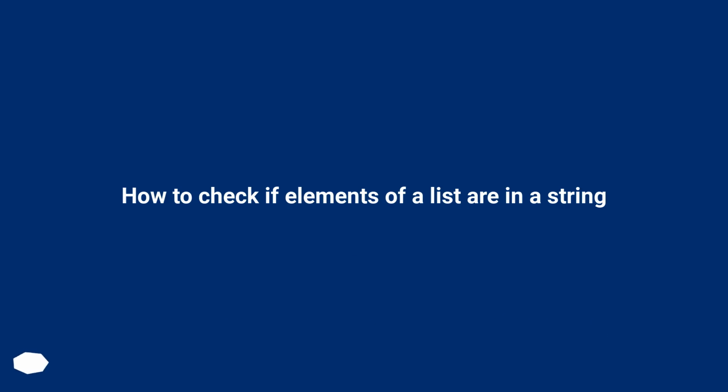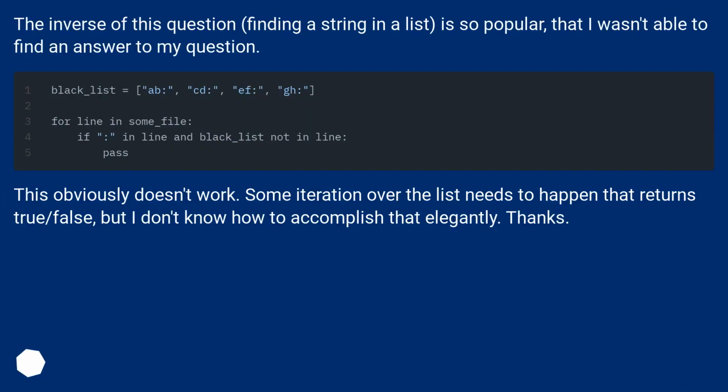How to check if elements of a list are in a string? The inverse of this question, finding a string in a list, is so popular that I wasn't able to find an answer to my question. This obviously doesn't work. Some iteration over the list needs to happen that returns true/false, but I don't know how to accomplish that elegantly. Thanks.